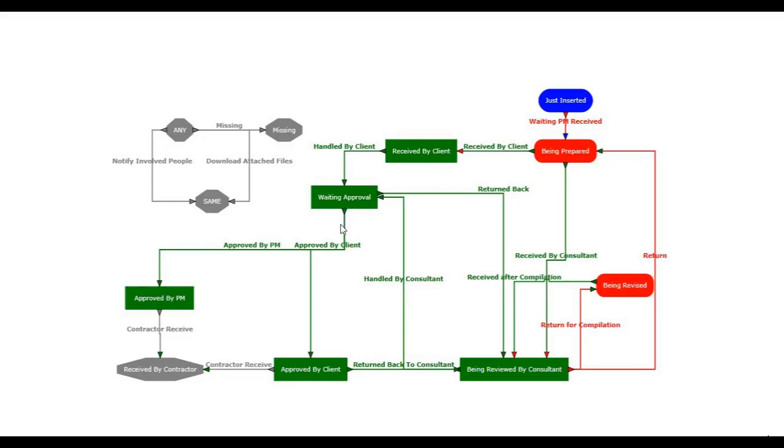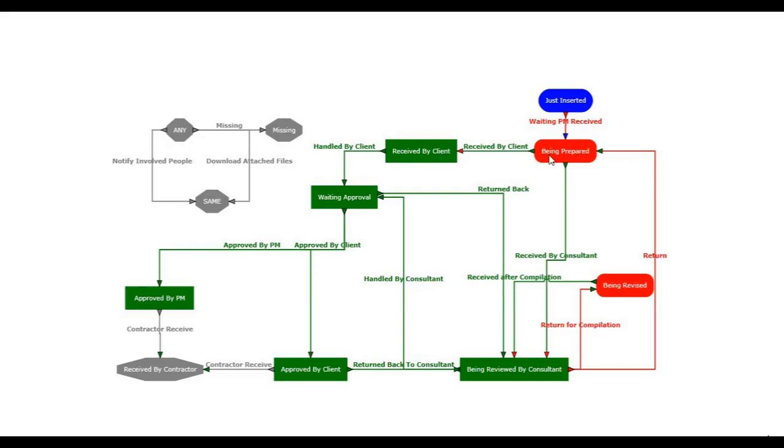From waiting approval, you have three options. The first option is approved by PM, that will take it to approved by PM. Another option is called approved by client, that will take it to approved by client, and another option is called return back, to bring it to being reviewed by consultant. This is how it works. So this is the action that you run on this document to move it from this status to this status.